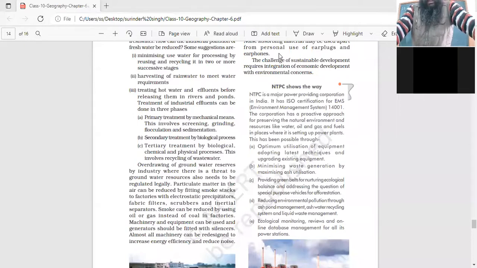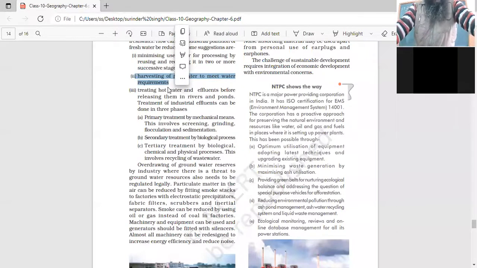Second, increase the use of rainwater harvesting techniques and replenishing the underground water. In the third chapter of geography, we discussed the different ways through which we can opt for rainwater harvesting techniques.